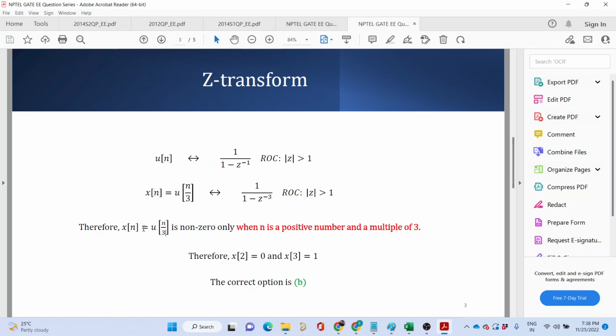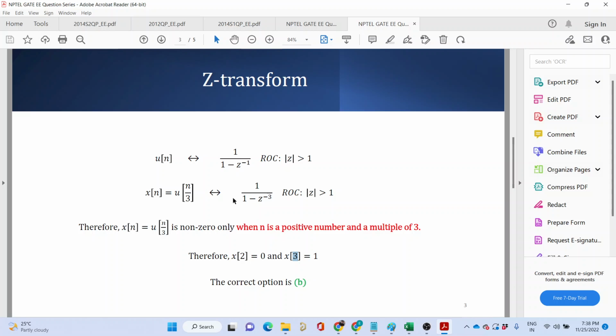So you see, 2 is not a multiple of 3, so x of 2 is equal to 0. And 3 is of course a multiple of 3, so x of 3 is 1, because the entire argument would become 1 if n equals 3. In that case, x of 3 would be 1. So the correct option is B.